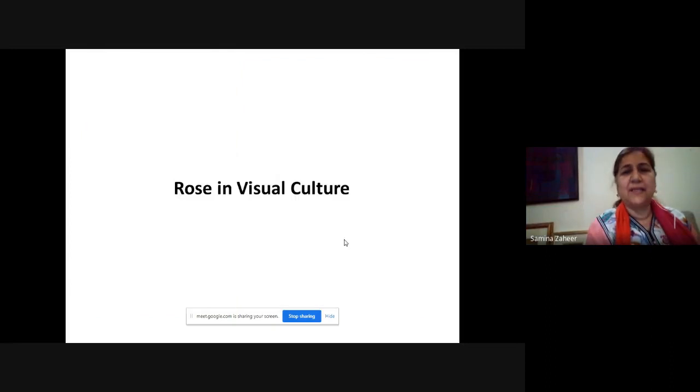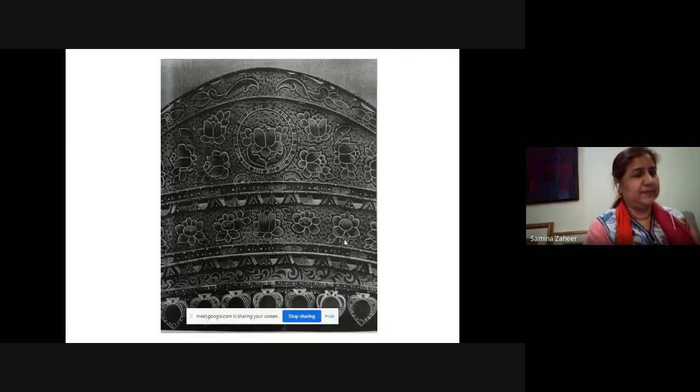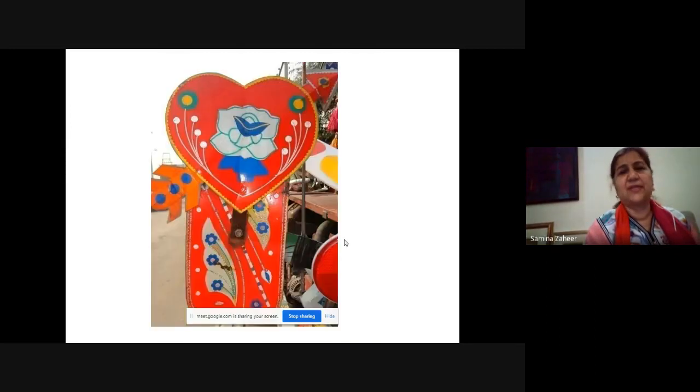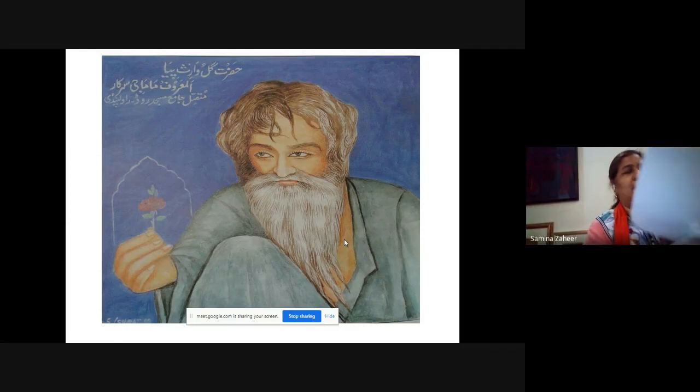The rose in Pakistani visual culture. A crown from truck art, it is full of roses, a trolley with roses. This is a poster I got from Dada Darbar. This saint was originally from Peshawar and his name was Gul Wazir Khan.